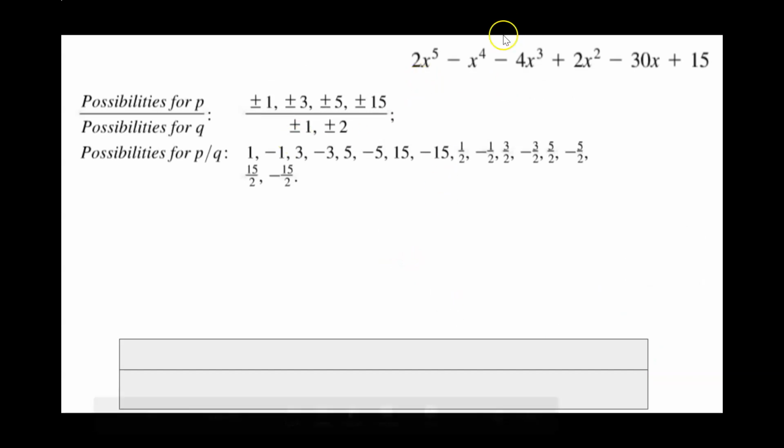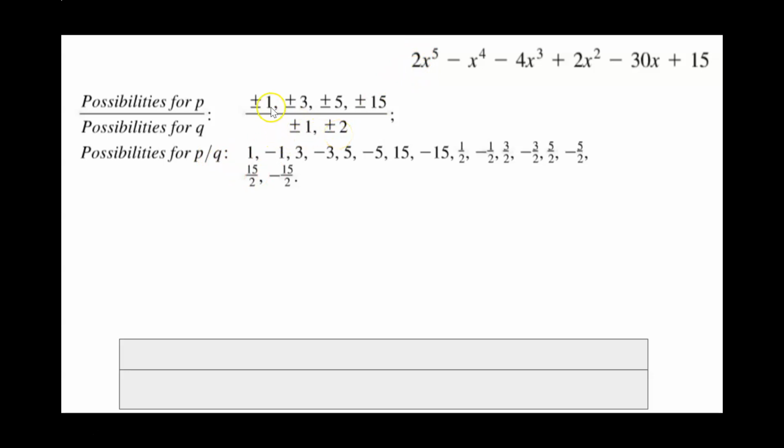So for this one here, remember, for the P, we're looking at the last one. So remember, what are the possibilities of getting 15? 1 times 15, 3 times 5. Those are my factors. So once I find my 4 factors, put a plus or minus in front of each one of them. The Q goes on the bottom for the denominator. What are the factors of getting 2? The only way to get 2 is 1 times 2. Then you put plus or minus in front of each one of these.